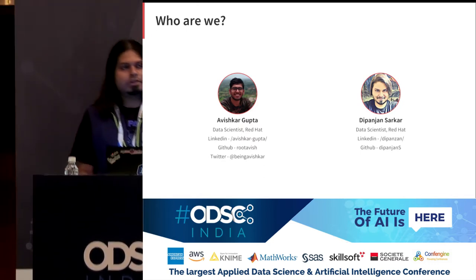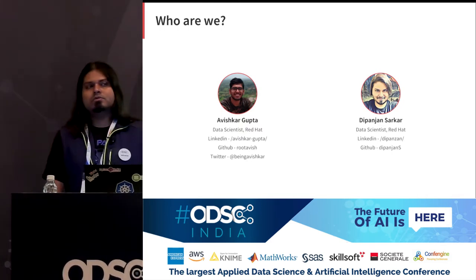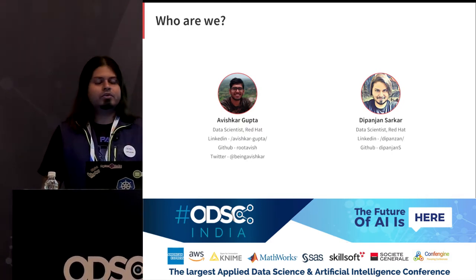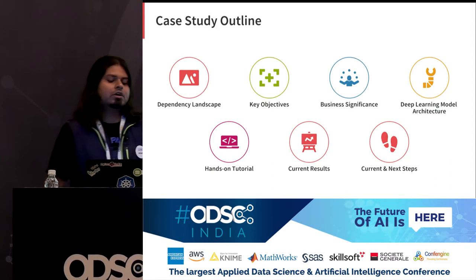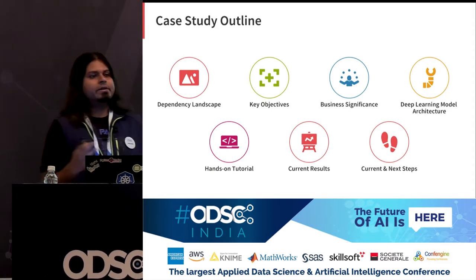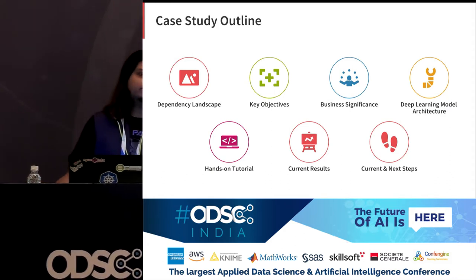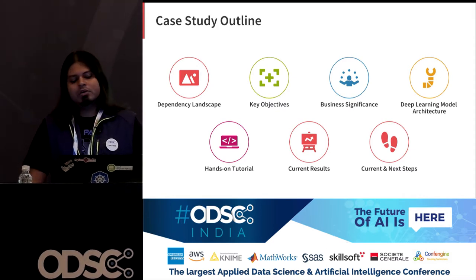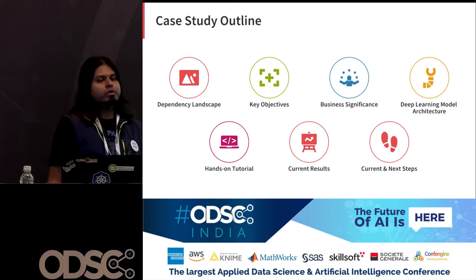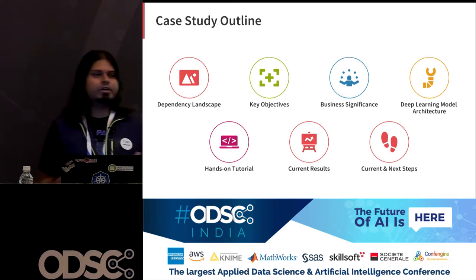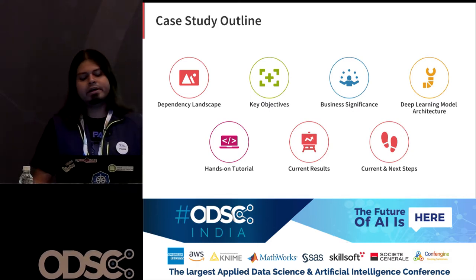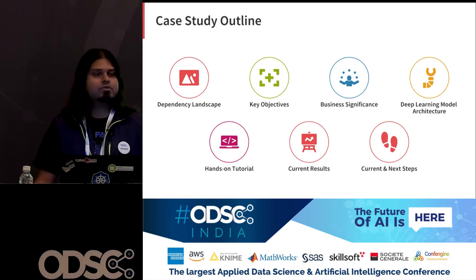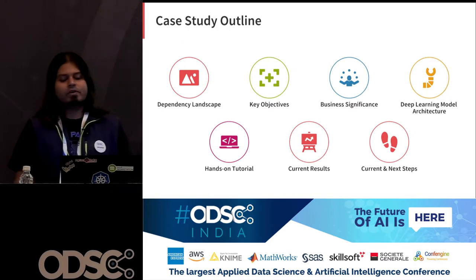So yeah, I'm also a data scientist working in the Red Hat Developer Tools Analytics team, and we'll cover two interesting use cases here. The overall thing is we'll cover what this dependency landscape is all about, key objectives, business significance, and we'll talk about our deep learning models, what we are using. We'll try to go through some hands-on code so that you can see the kind of architecture we are using, the kind of outputs we are getting, and we'll talk about the current results we have got and what the next steps are for us, right?